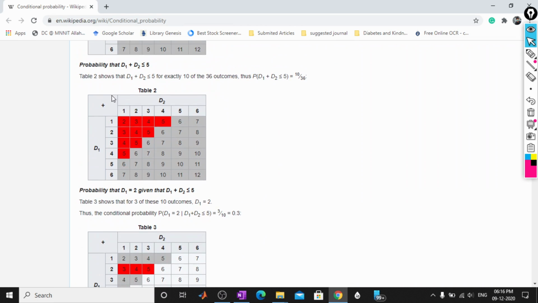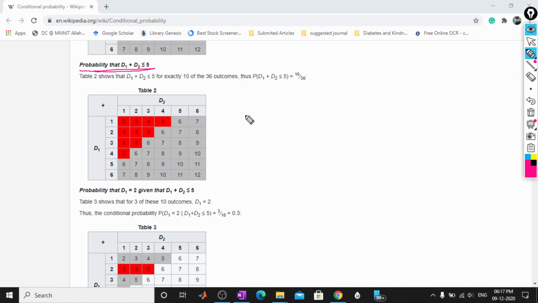Okay, now just see this second table. In the second table, we want the probability that d1 plus d2 is less than or equal to 5. What does this mean? This means we have to choose the event where the sum will be less than or equal to 5. Okay, just see the table. We have values between 2 to 12.